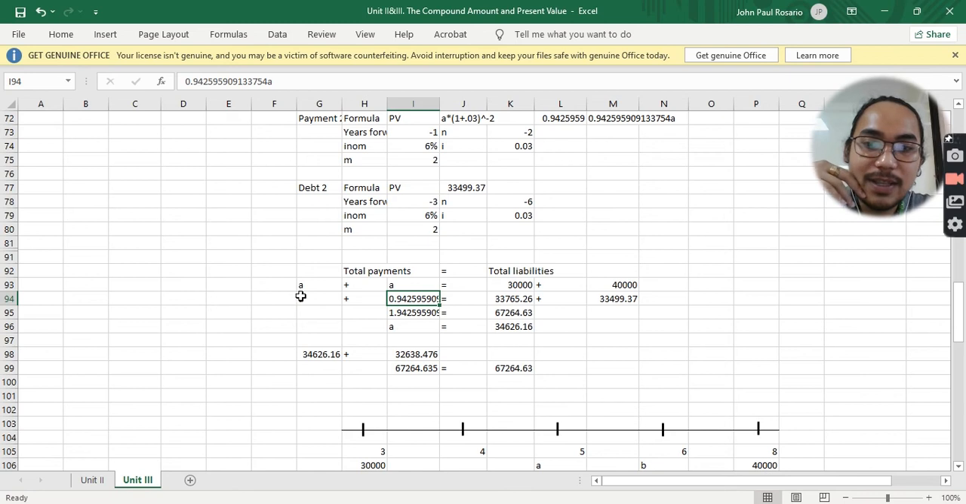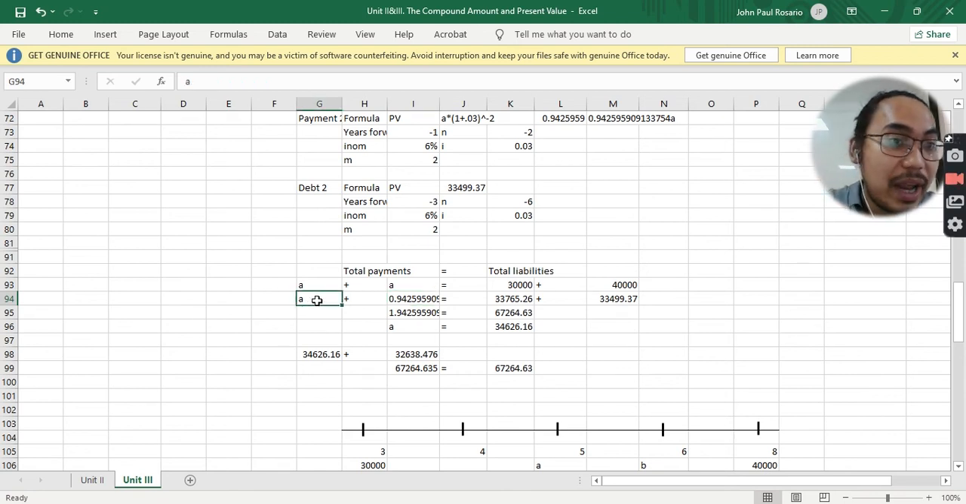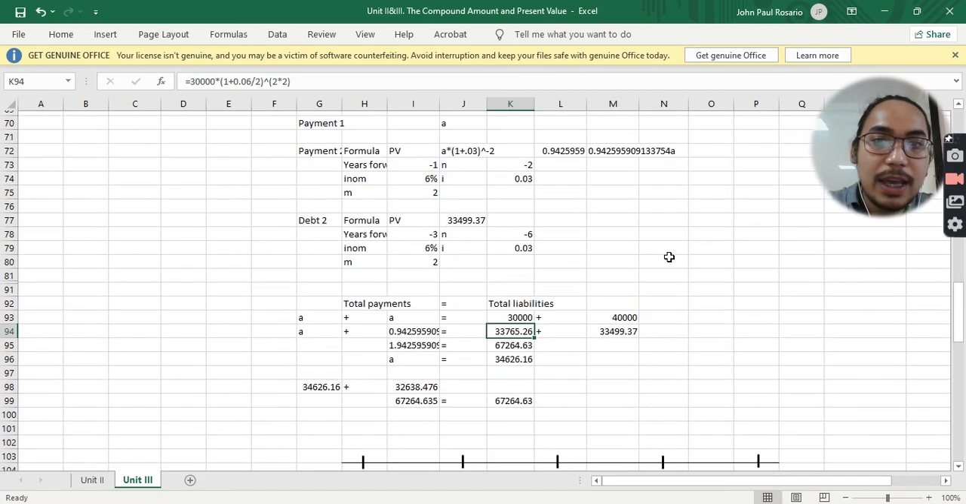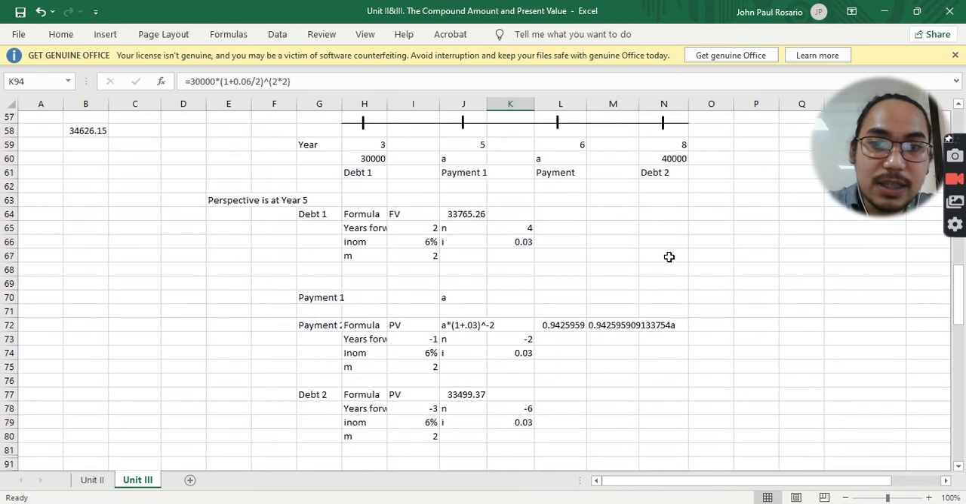This first A is our payment on year 5. The second A is our payment on year 6, but translated to year 5. So we go back two compounding periods. So that A can also be read as 0.94A. So 1A plus 0.94A is 1.94A. And then your total liabilities, your first liability translated to year 5 from year 3 is now at 33,765.26 as what we have here.